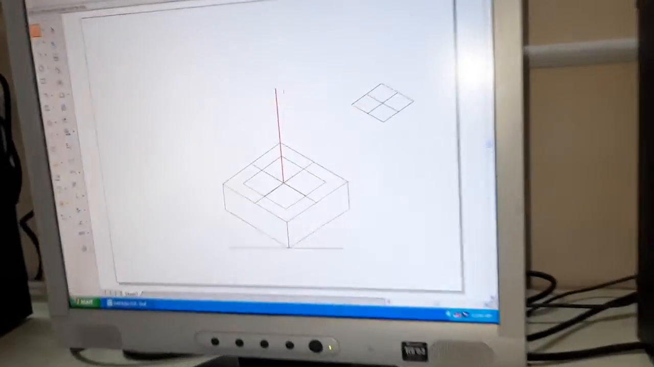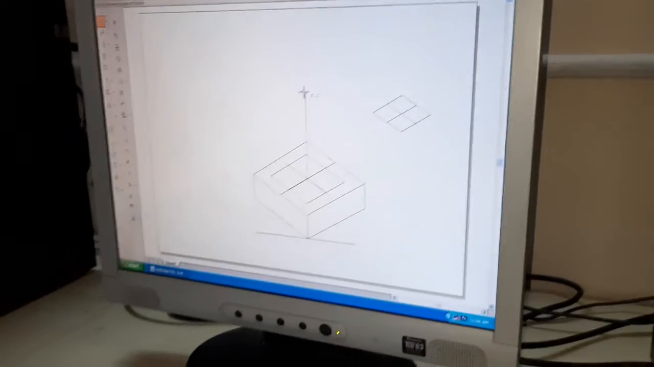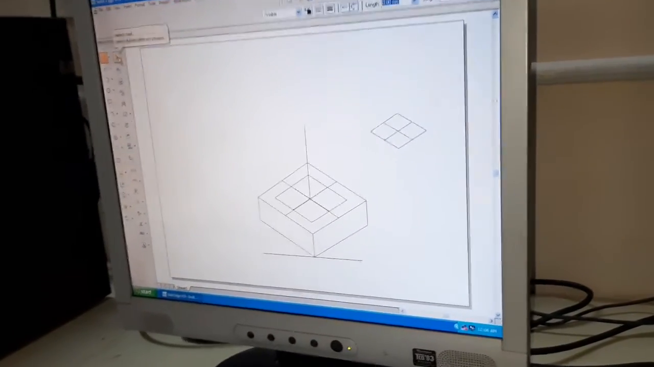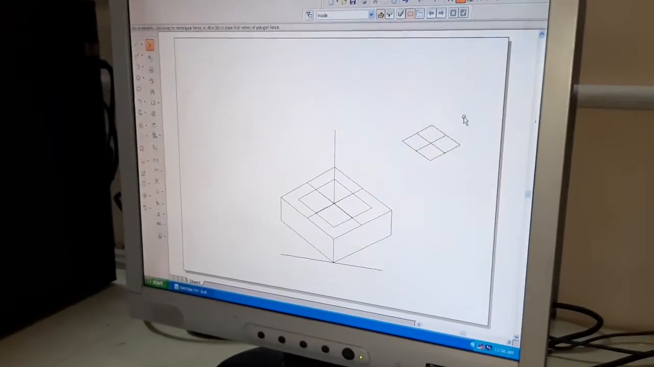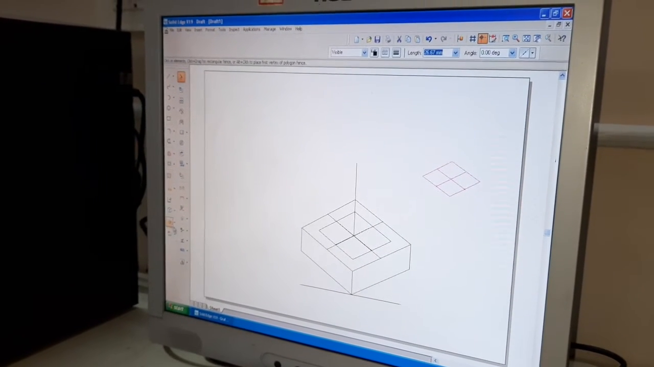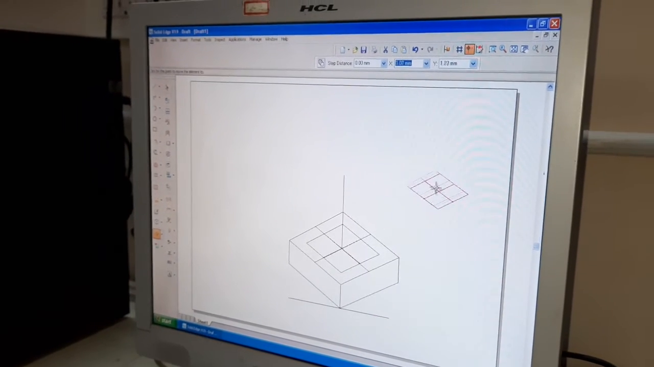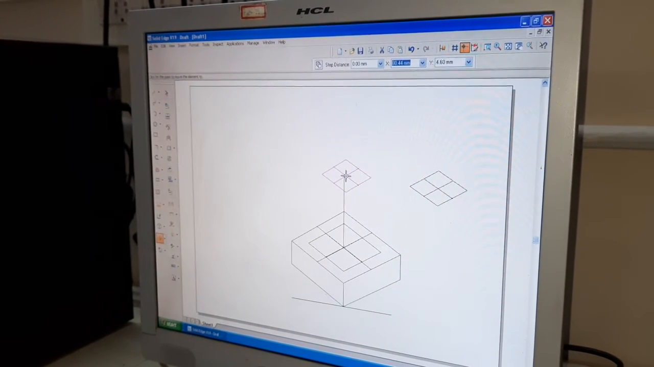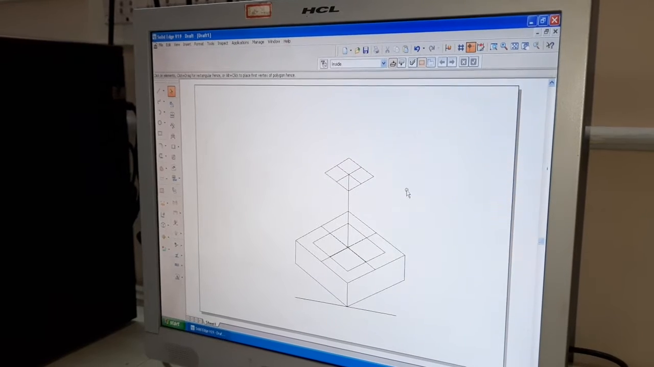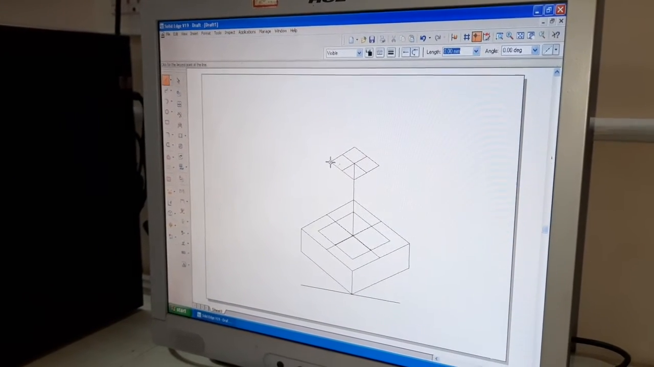Draw a vertical line for a length of 60 and angle 90. Now locate this upper portion of the square pyramid, which is 20 by 20. Join the respective corners.